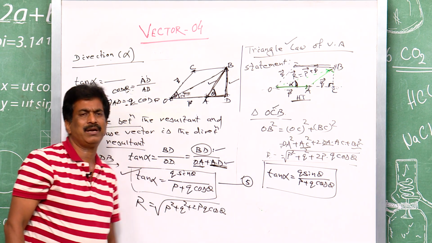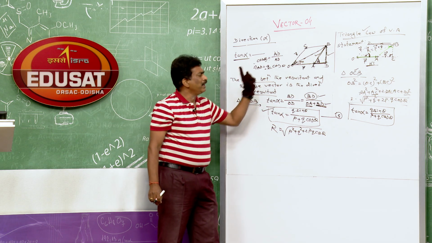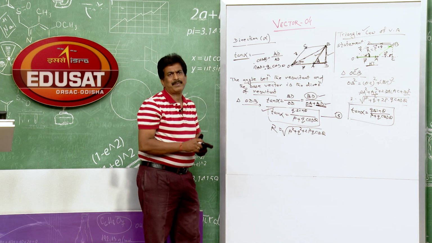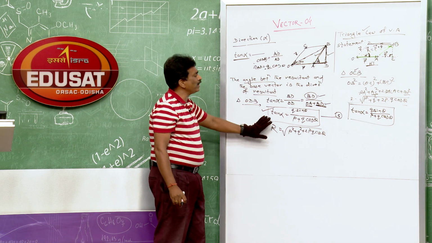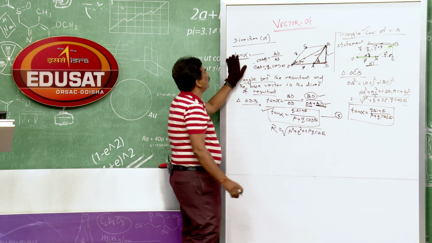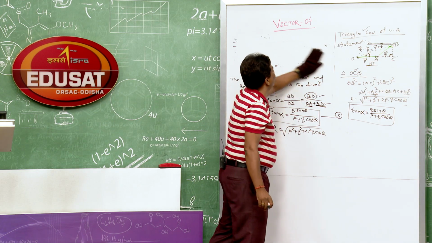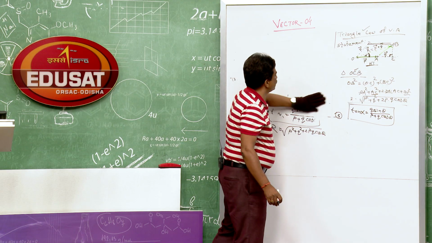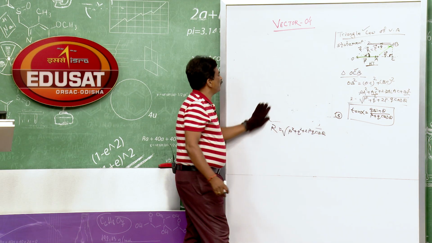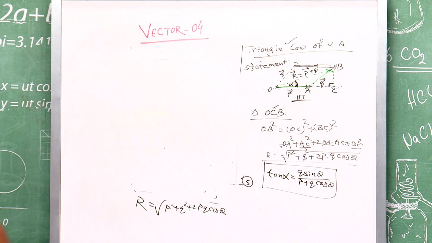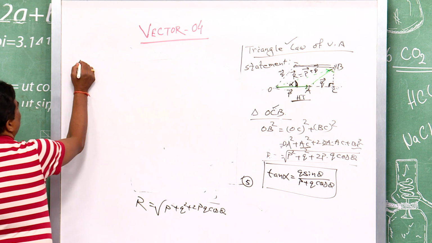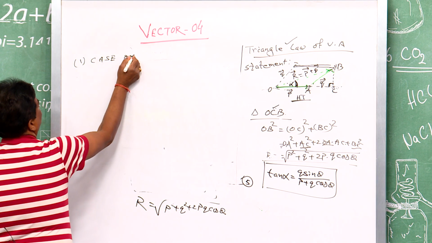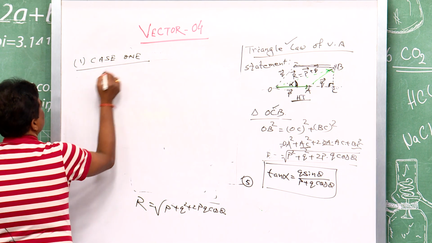Therefore I am saying repeatedly, if you know the parallelogram law, you can write about the triangle law, and if you know the triangle law, you can write about the parallelogram law. After knowing the magnitude and the direction, we will discuss some of the different cases. How many different cases did we discuss in the triangle law? Do you remember? There are 3 different cases. So first one is case 1. So what is case 1?